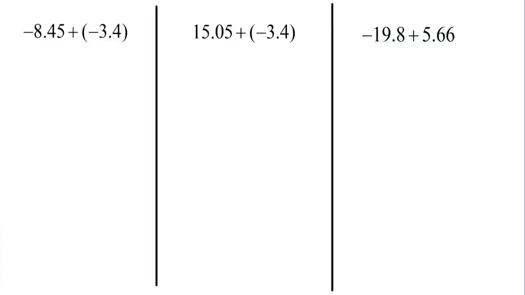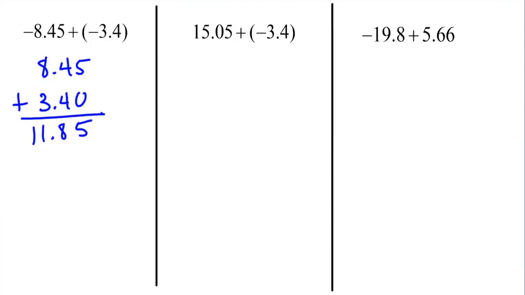Here we have negative 8.45 plus negative 3.4. These are both negative numbers, so their values are going to combine. So I am going to combine their values together, and I know that this answer is going to be negative, but just how much negative I need to figure out. So I add these together, adding their place values together, and that's 11.85. And since these were both negative, I know my sum is negative 11.85.